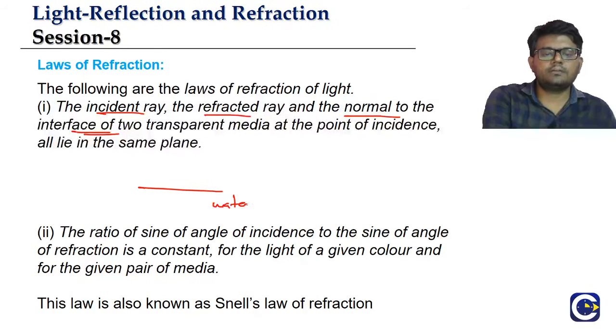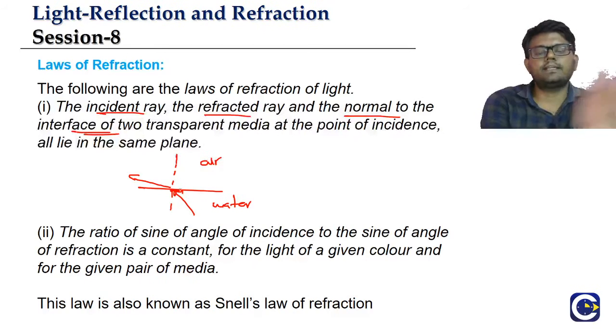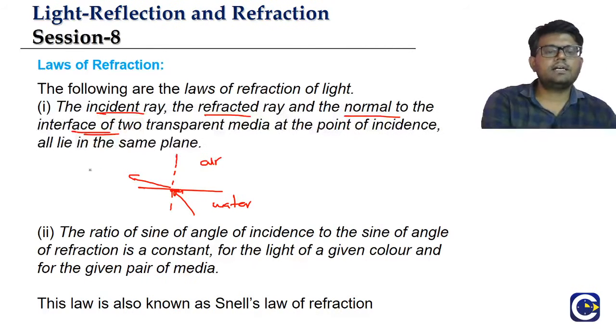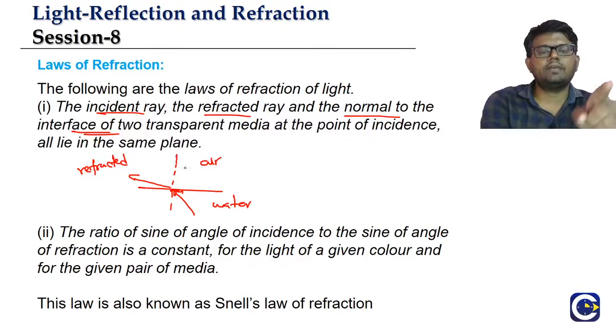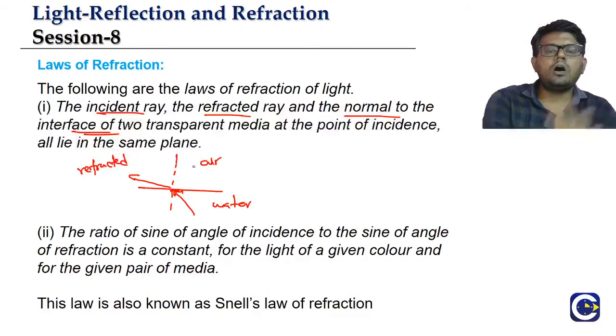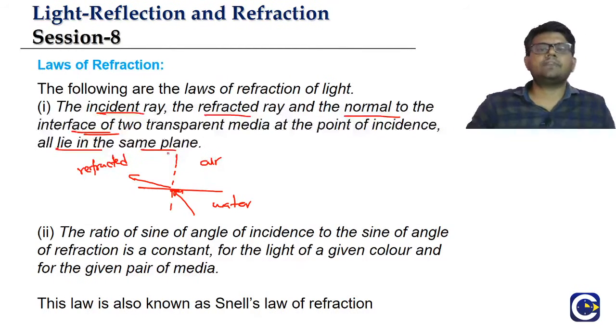So if we have the incident ray, refracted ray and the normal, like in the previous case, we have water, the example that we showed you, and air. The light ray is coming from water. This is the incident ray. We have the normal, and it is bending away from the normal like this. When the light ray goes from water to air, it bends away from the normal. So this is the refracted ray. We have the incident ray, the normal, and the refracted ray. All the three will be lying in the same plane. This is the first law of refraction.